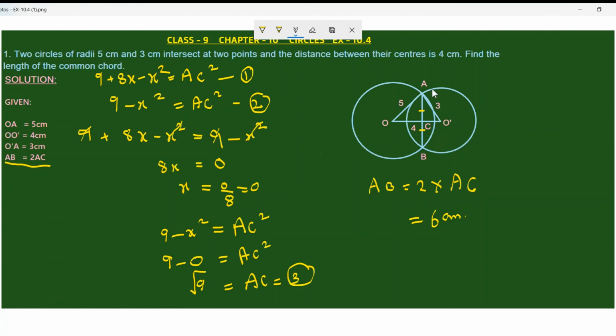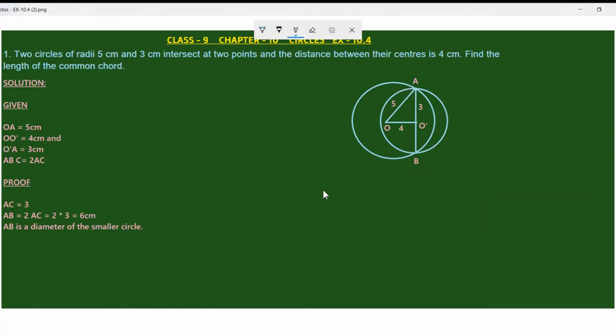Let's draw this circle and show to you in the next page. So that diagram will be like this. This AB will be the diameter of the circle, this one. So OA is 3 centimeter, so that AB is 6 centimeter. Got it? So AB is a diameter of the smaller circle.